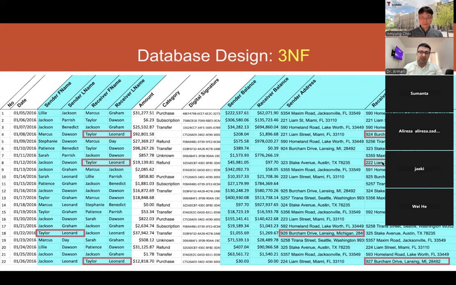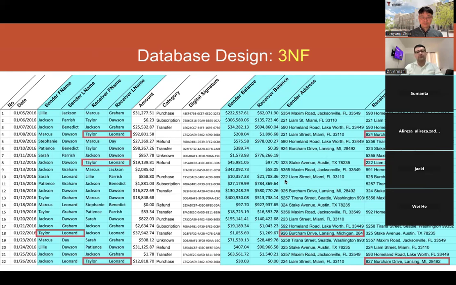The address is not specific to a transaction, but this is a table of transactions. So in technical terms, this is violating the third normal form. To have a normalized database, we have to comply with the third normal form. And that means we are not allowed to have transitive dependency.